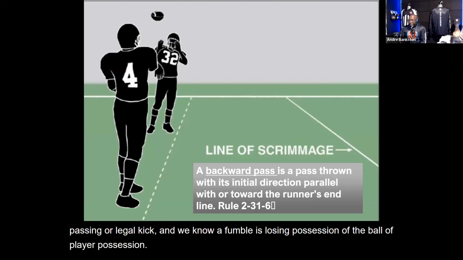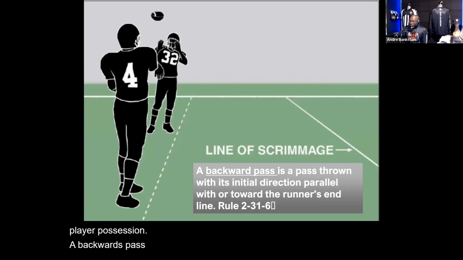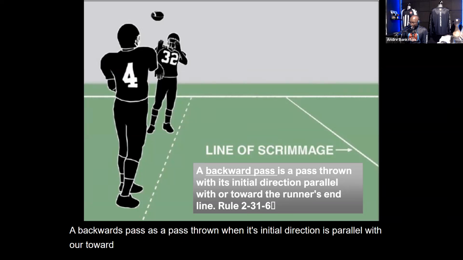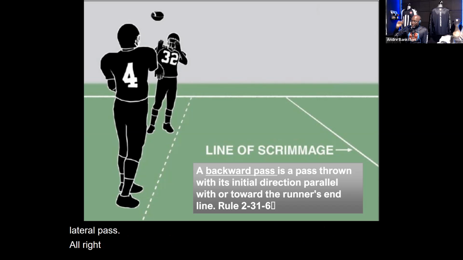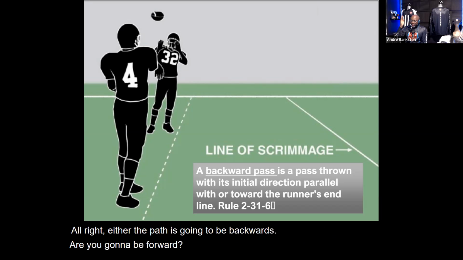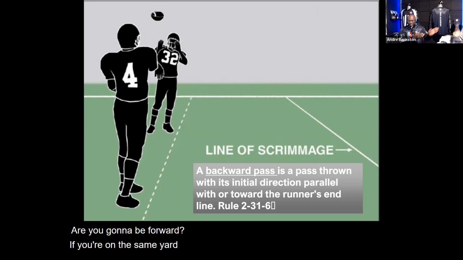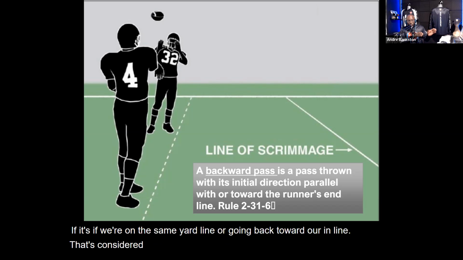Now, a backwards pass is a pass thrown when its initial direction is parallel with or toward the runner's end line. Now, in the rule book, there's no such thing as a lateral pass. All right. Either the pass is going to be backwards or it's going to be forward. If we're on the same yard line or going back toward our end line, all that's considered backwards. So a lateral pass is actually a backwards pass by definition.